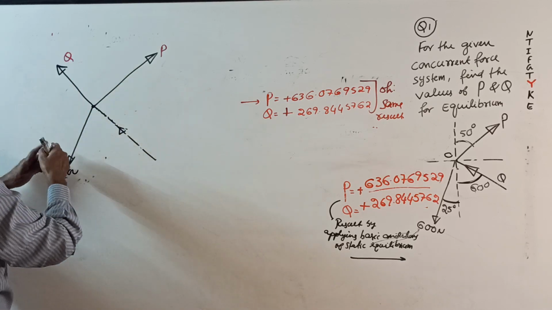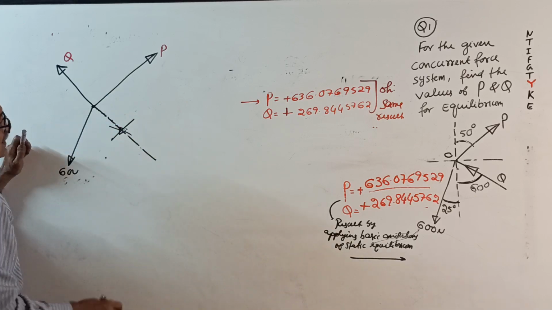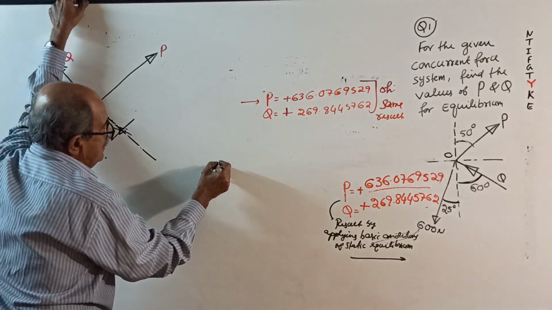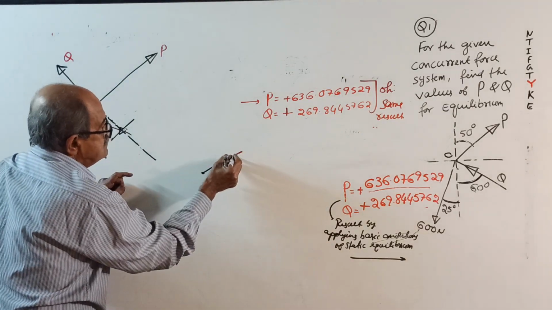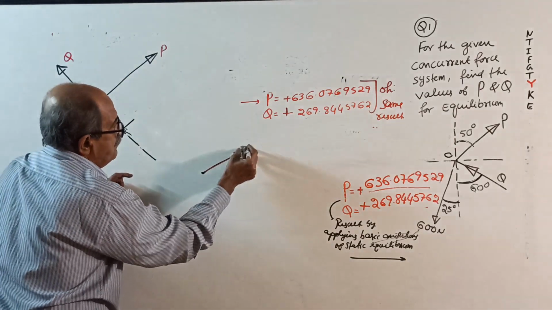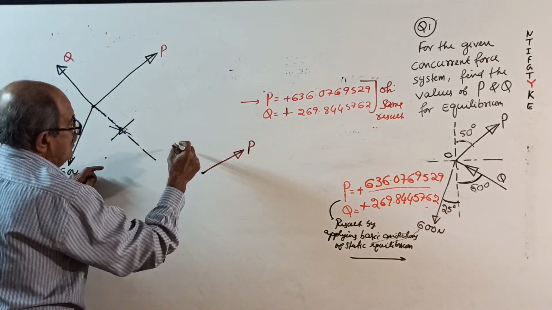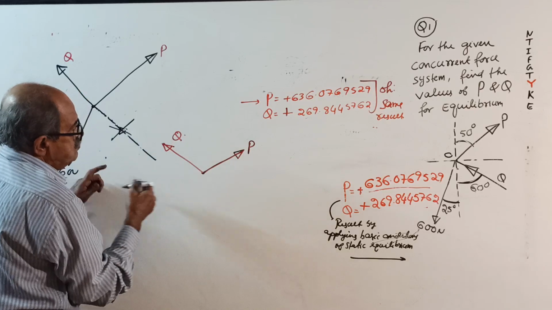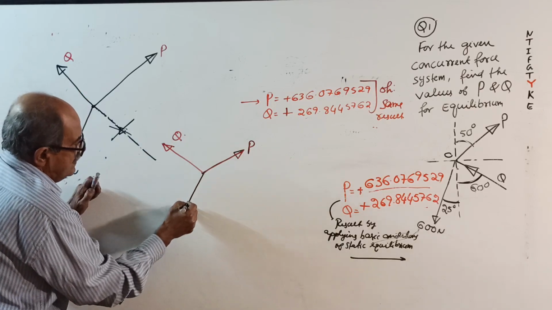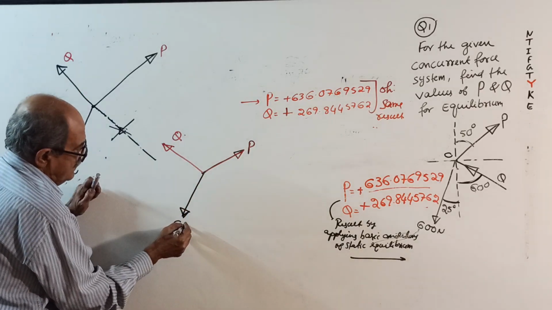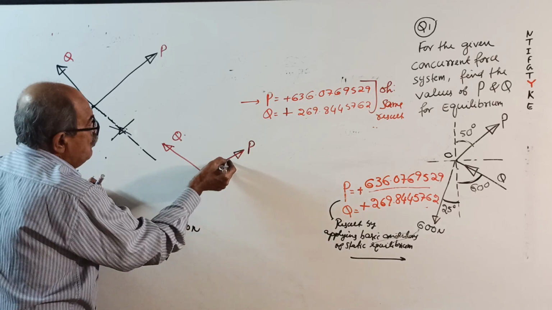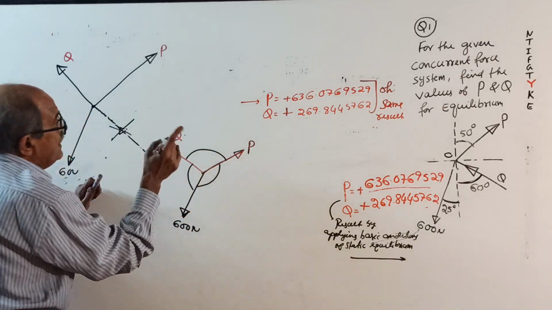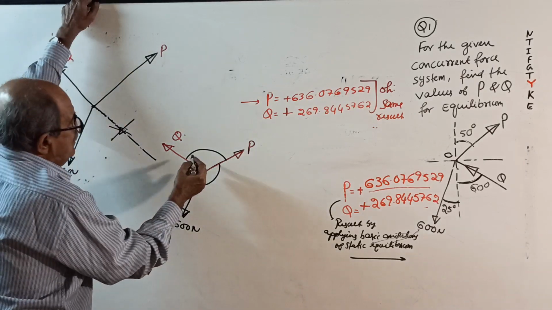Q. Not here. Therefore, your revised sketch will be in red color: P, Q, and 600 Newton. Now we want this angle, and this angle. See correctly how to get the angle.